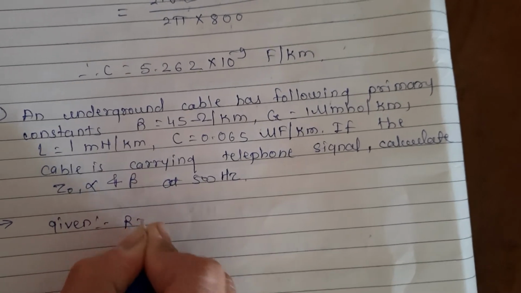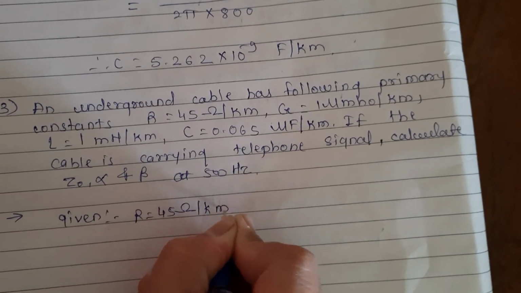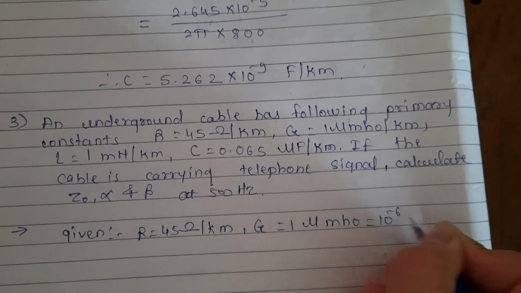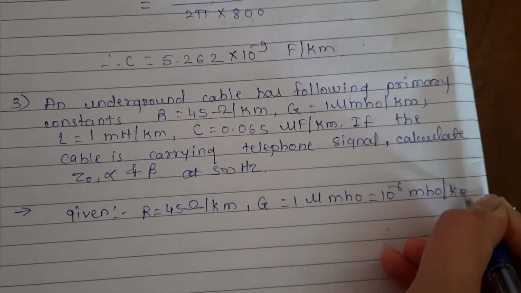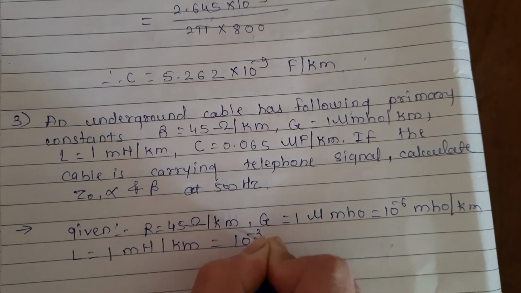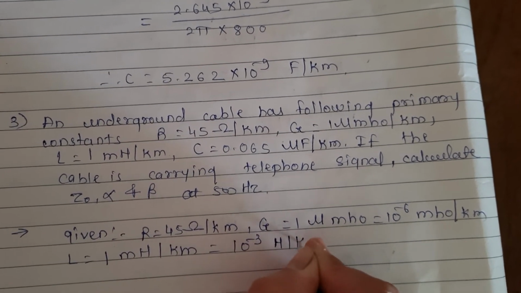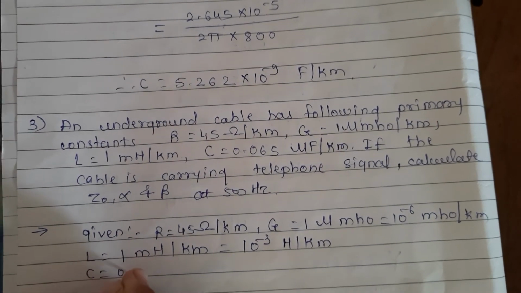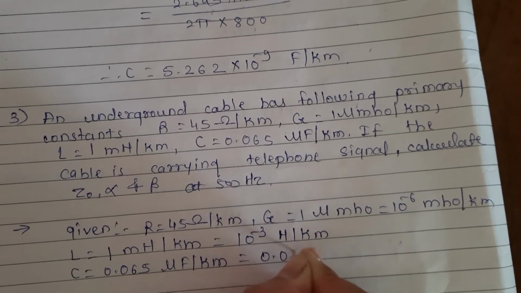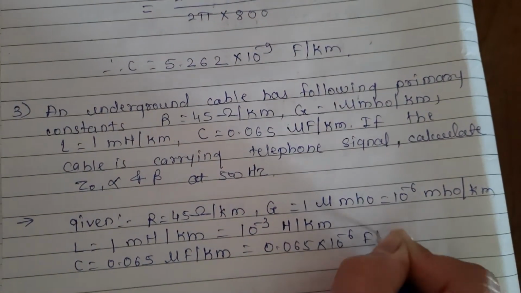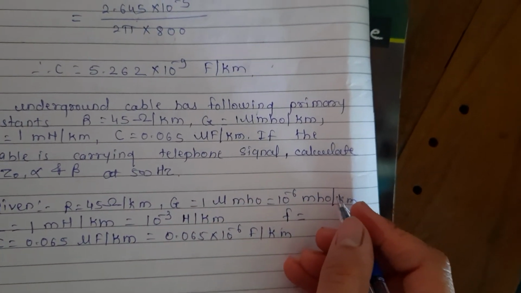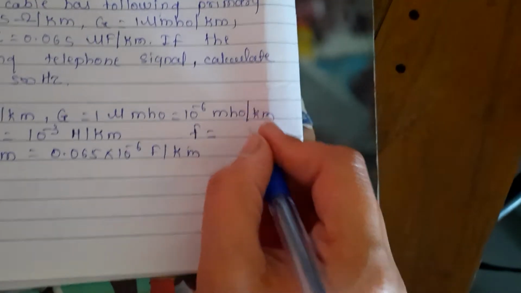Given is R is 45 ohm per kilometer, G 1 micro, so it is 10 raised to minus 6 per kilometer, L is 1 millihenry, milli means 10 raised to minus 3 henry per kilometer, C is 0.065 microfarad, micro is 10 raised to minus 6 farad per kilometer, and F is also given. F is 500 Hz.